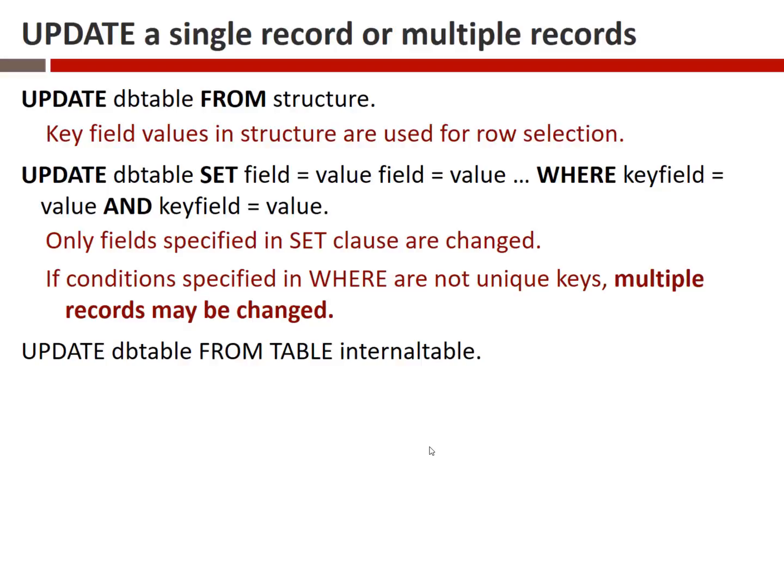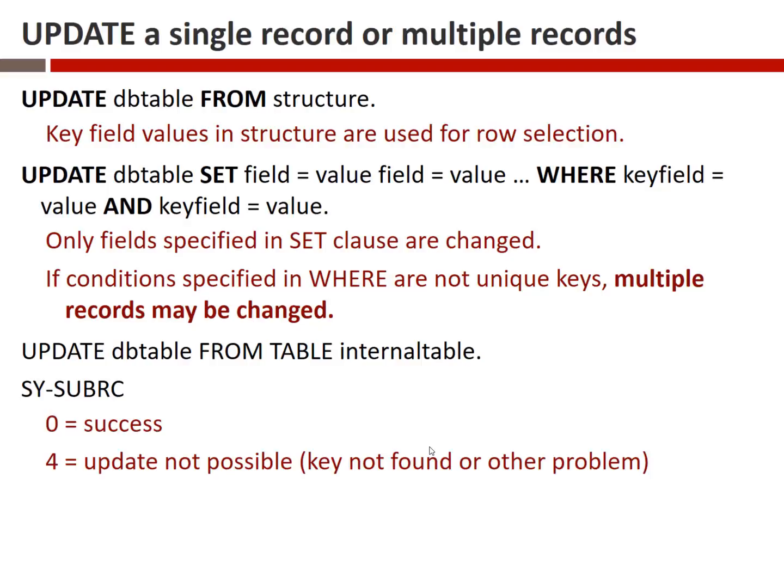So it's going to look at the first record, find the key fields, look for the record that matches it in the database table, and if it finds it, updates all the values accordingly. SY-SUBRC is going to be set as a result of this operation. If my update was successful, I get back a zero.